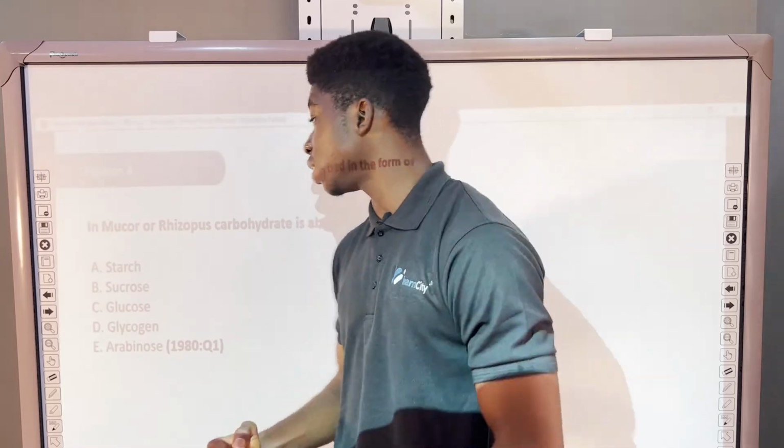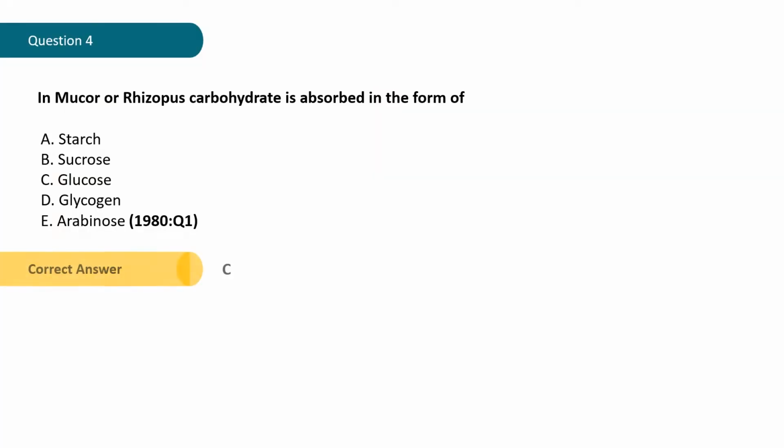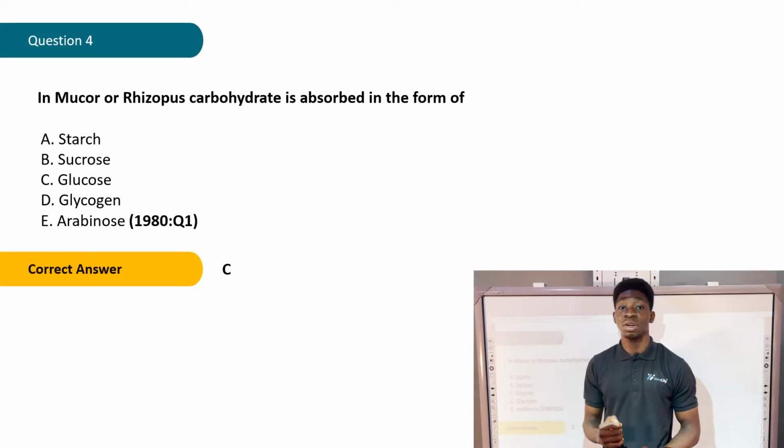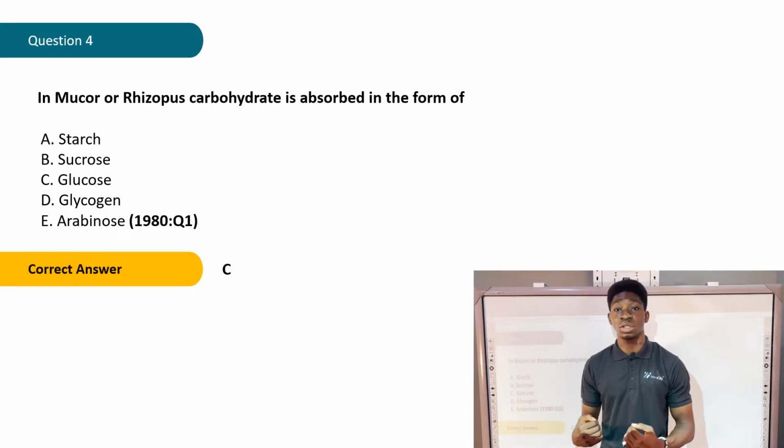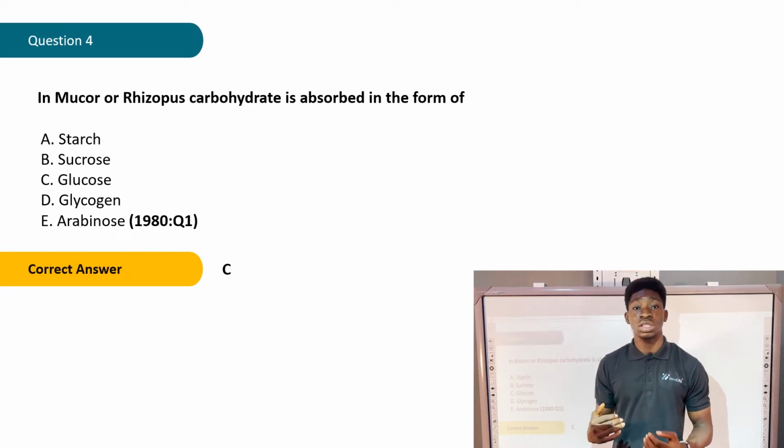Now let's see what the correct answer says. The correct answer is C, glucose. The correct answer is C because Rhizopus or mucor can only absorb carbohydrate into the body in the form of glucose. That is the only form in which carbohydrate can come into the body of a Rhizopus or mucor.